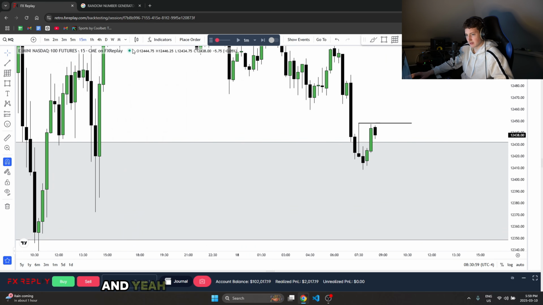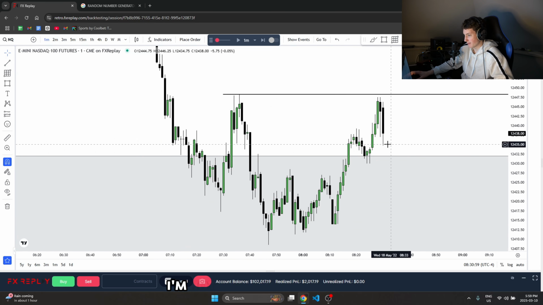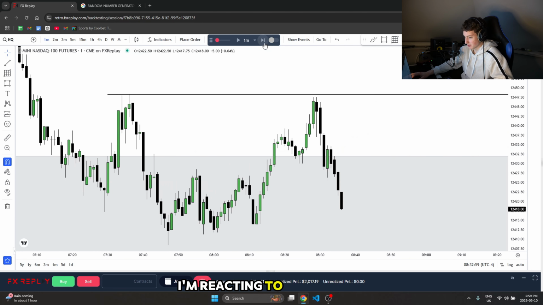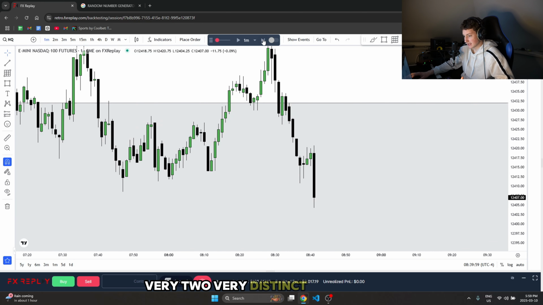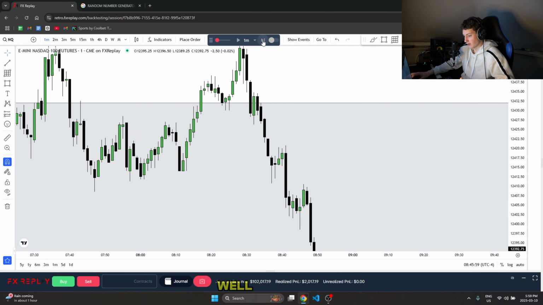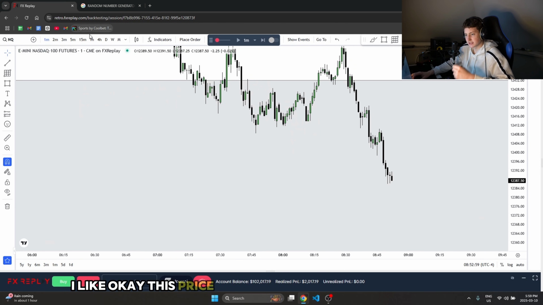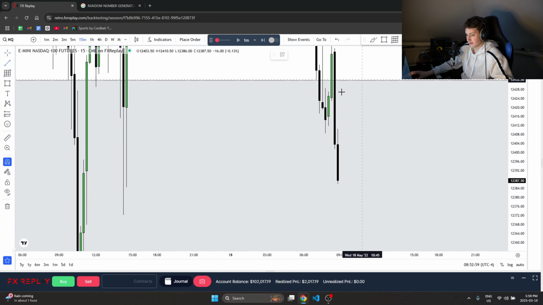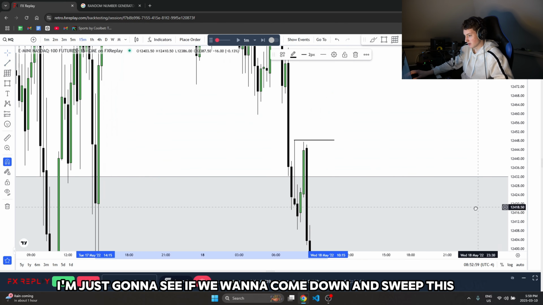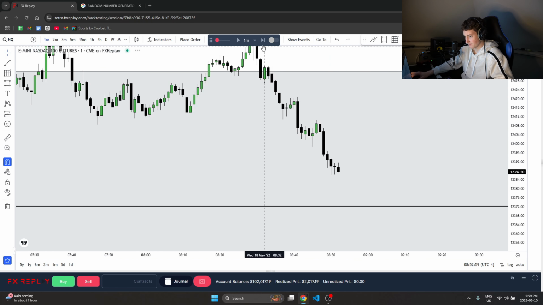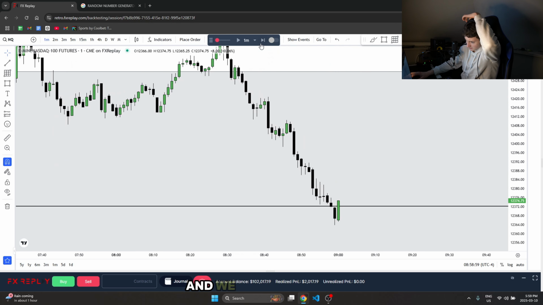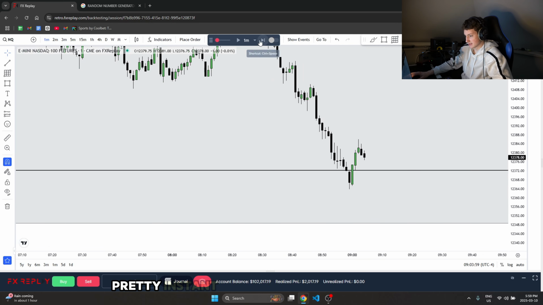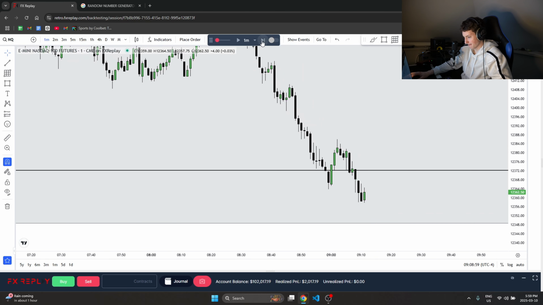And yeah, I'm waiting for reactions, right? I'm not predicting the market. I'm reacting to the market. Two very distinct things there. Wow, I like that. Okay, this price action looks pretty clean so far. I'm just gonna see if we wanna come down and sweep this low, because it looks like we do. And we sweep it right there. Pretty instant bullish reaction out of there.